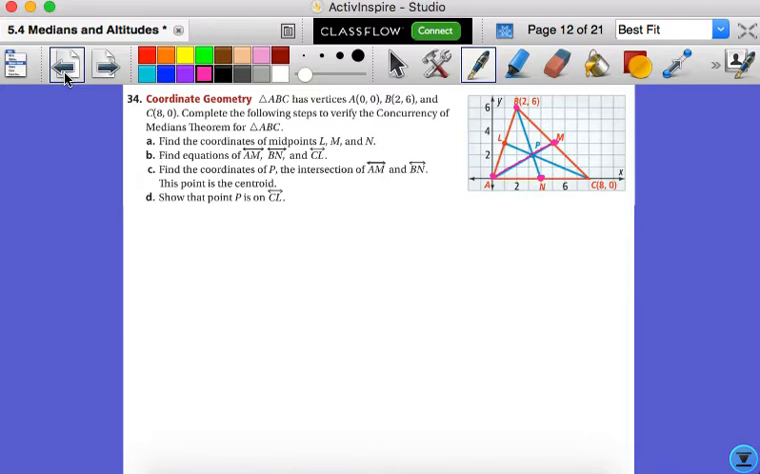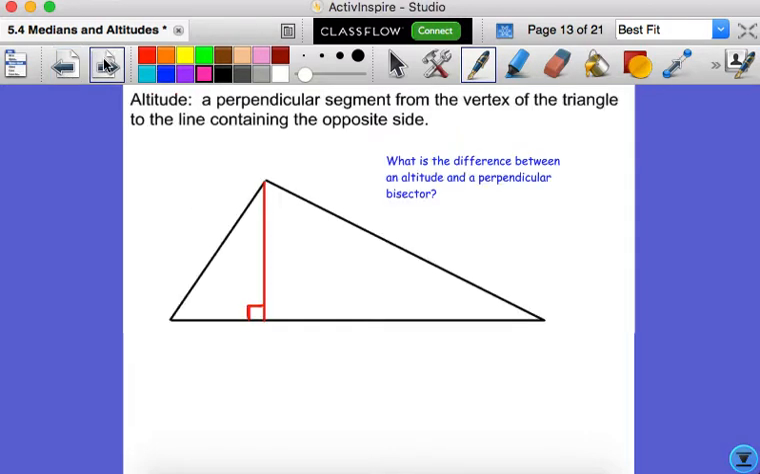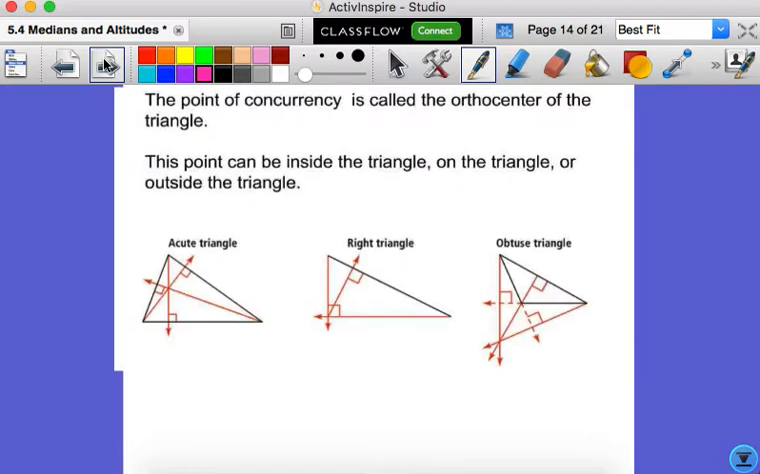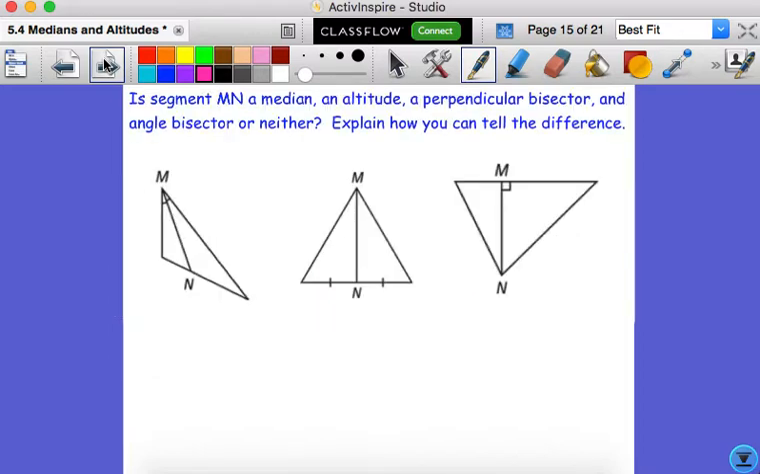For sake of time, I'm going to move us forward. Now we already talked about altitudes in the last video, but just a reminder here, it's a perpendicular segment from the vertex to the line containing the opposite side. The point of concurrency for altitudes is called the orthocenter. It can be in, on, or outside of the figure, depending on what type of triangle.